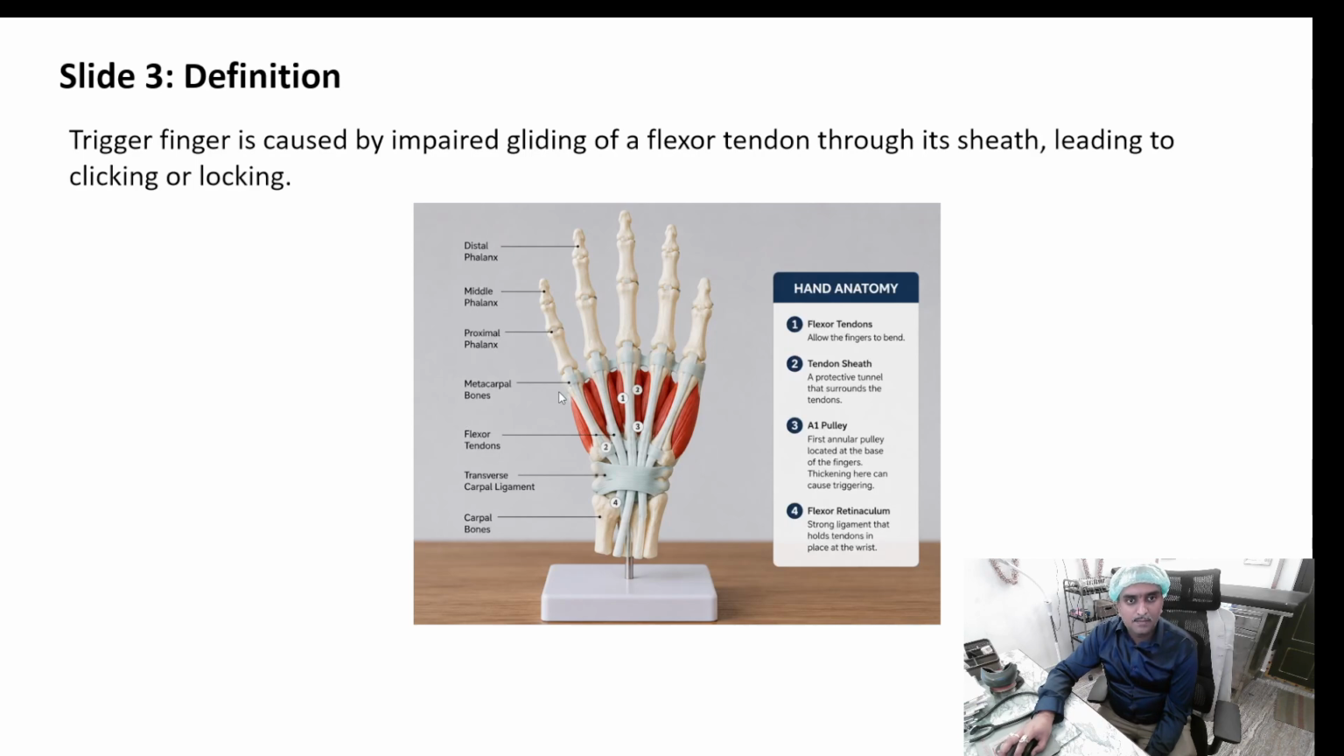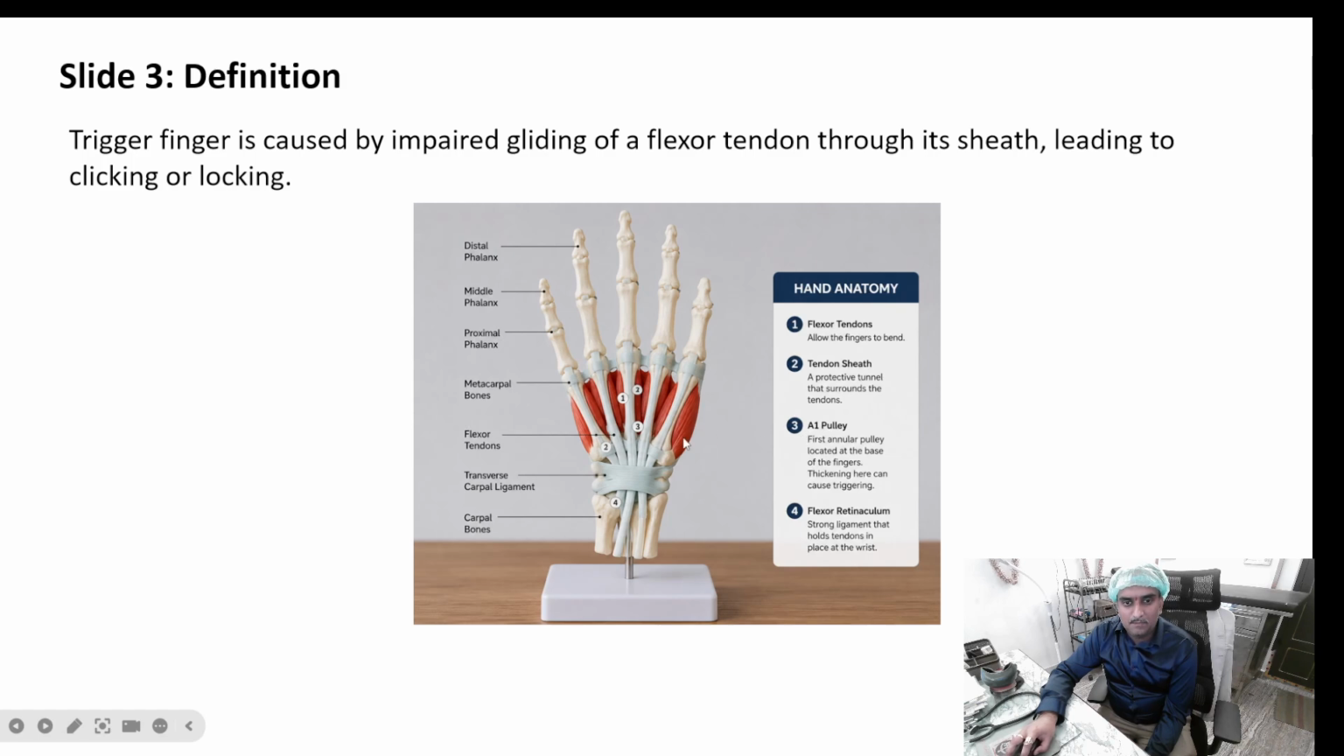Definition: trigger finger is caused by an impaired gliding of the flexor tendon through a sheath, leading to clicking or locking. Number one, the flexor tendons allow the fingers to bend. Number two, the tendon sheaths. These are the tendon sheaths, a protective tube that surrounds the tendon.